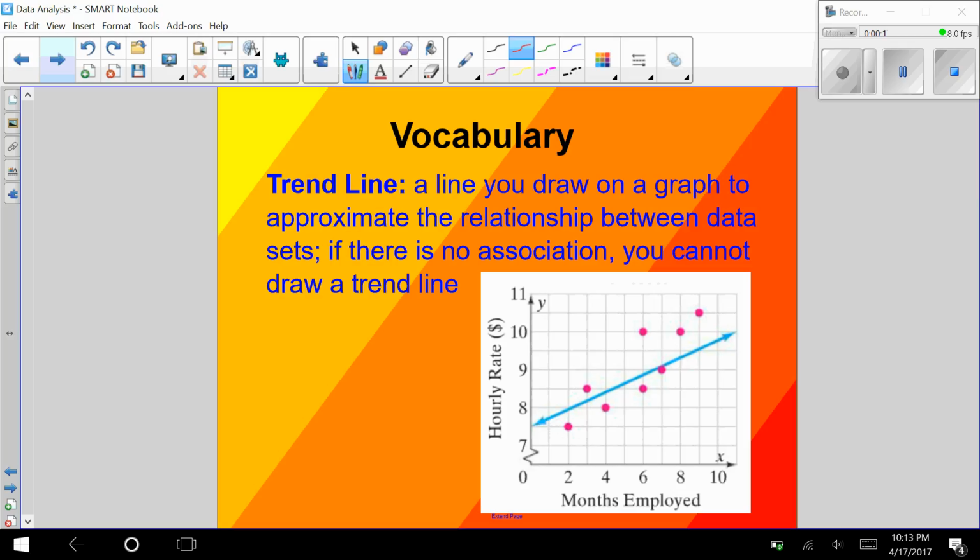If there is no association, you cannot draw a trend line. Notice that a good trend line is about halfway through the data. There's about the same number of dots below as above the trend line.